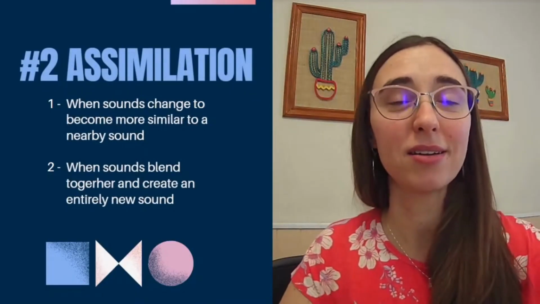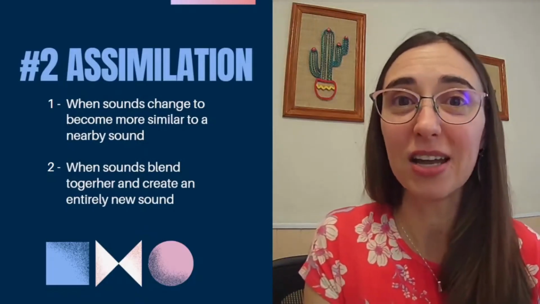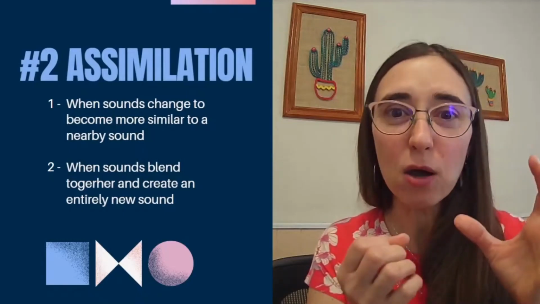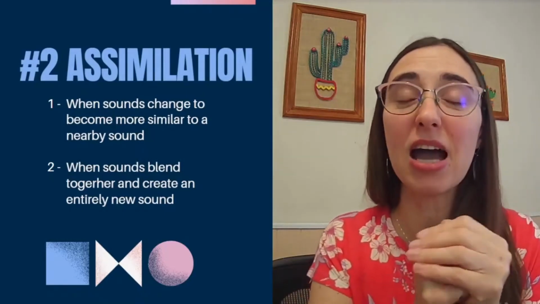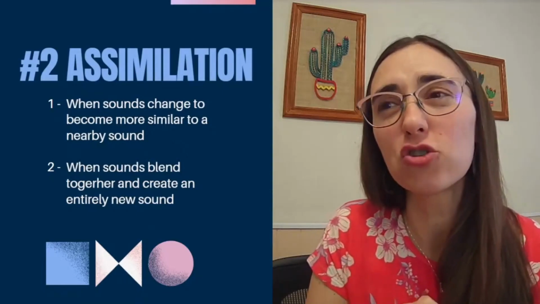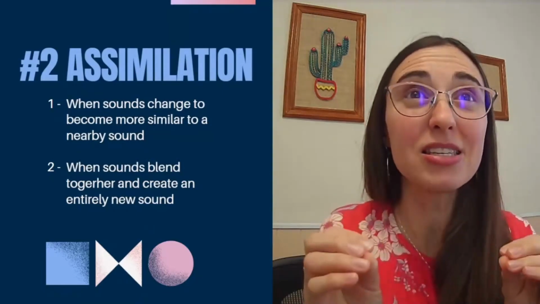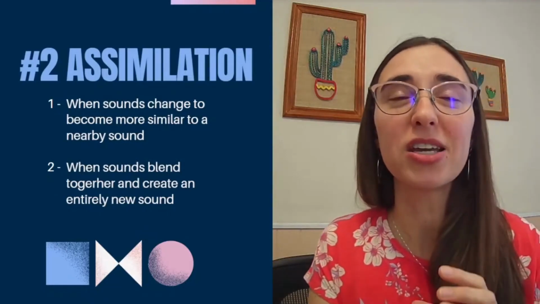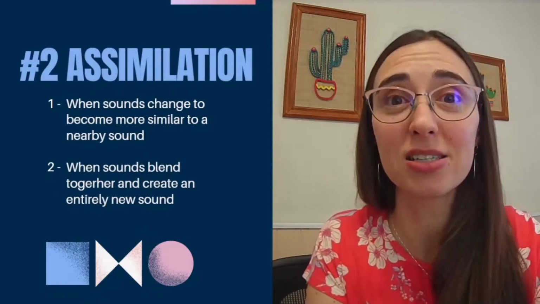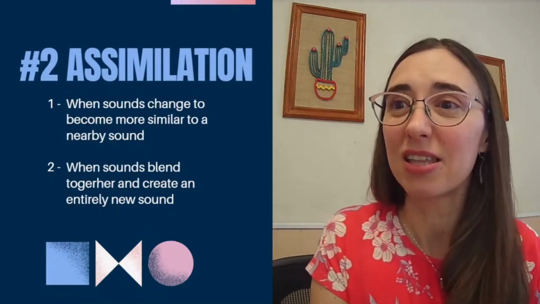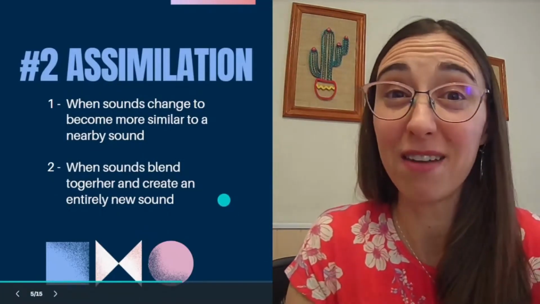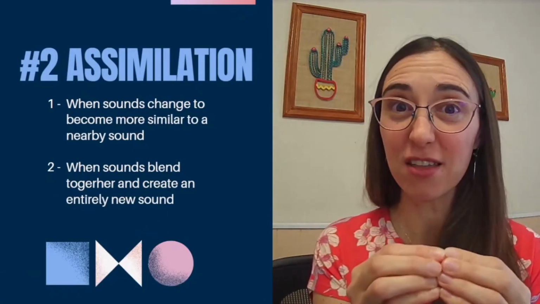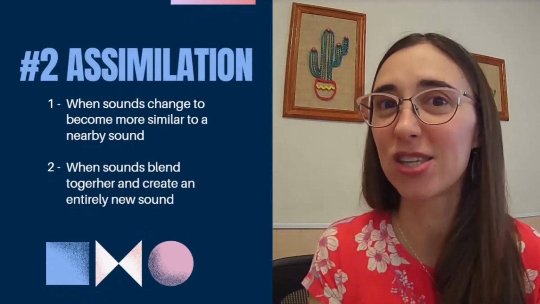And here we're going to make two differences. The first kind of assimilation has to do with one sound affecting the other one. We're going to focus on just one example because there are different subcategories of these, but we're going to see how one sound can affect the next one. And the other kind of assimilation, and my favorite one, is when the sounds affect each other, but they create a new sound.